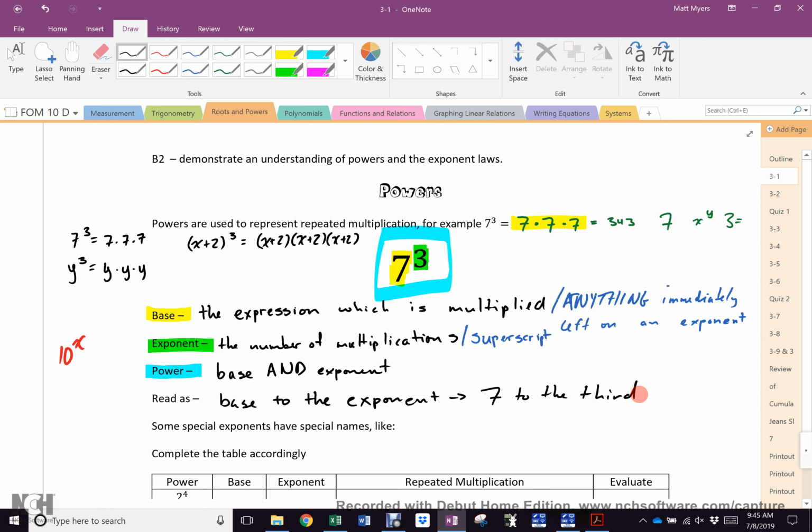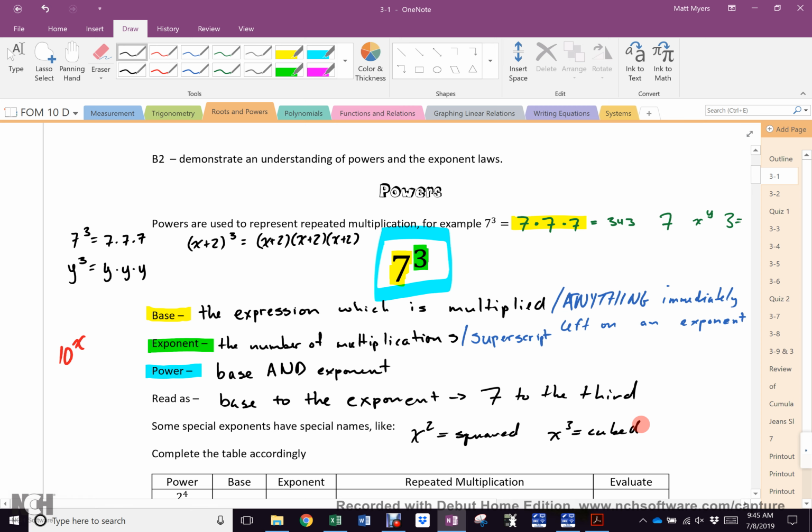If it's a 5, it's 7 to the 5th. You already know this, but I am repeating it because kids your age often don't do very well on this particular section. Some have special names. Anything to the 2 is squared. Anything to the 3 is cubed. Then nothing else gets a special name. Everyone else is just stuck.